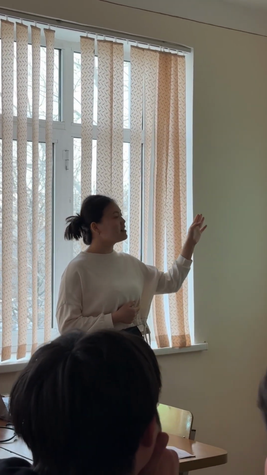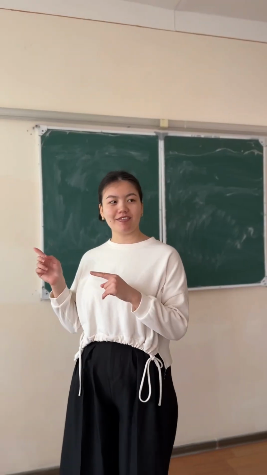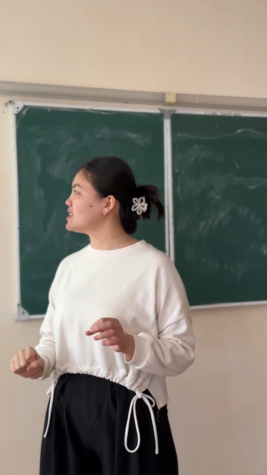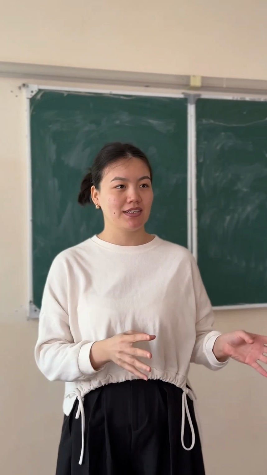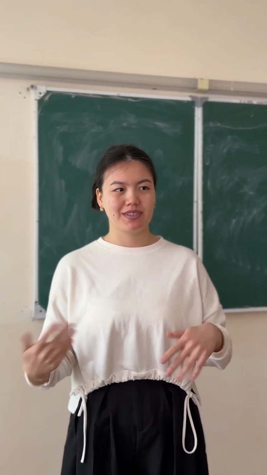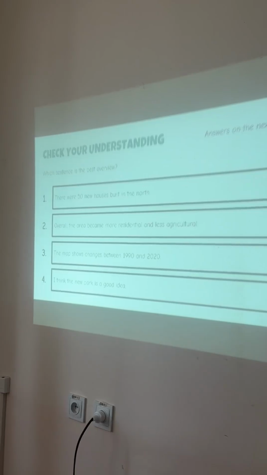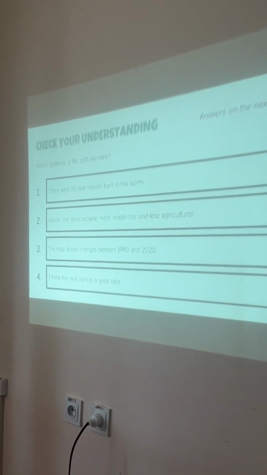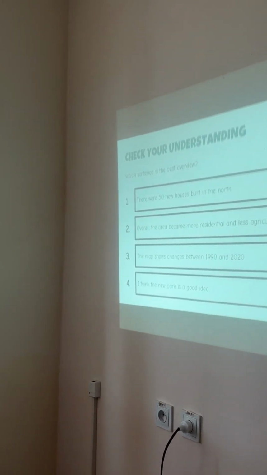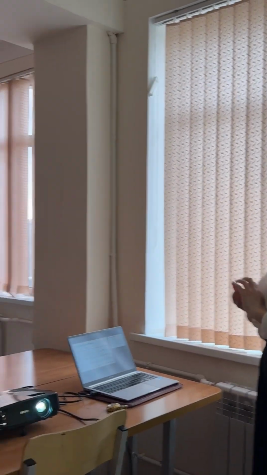Well, the first one: overall the area witnessed significant development. You may use this kind of sentence. The second nice chunk is: the most noticeable change was the construction of something, of a building, hospital, school, or this kind of change. Second one: overall the area became more residential and less agricultural. The third one: the map shows changes between 1990 and 2020. And the last one: I think the new park is a good idea.